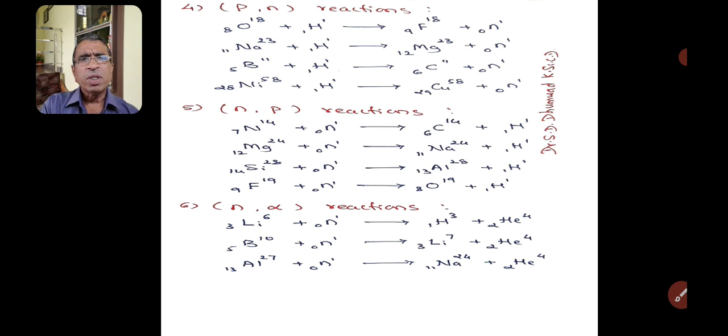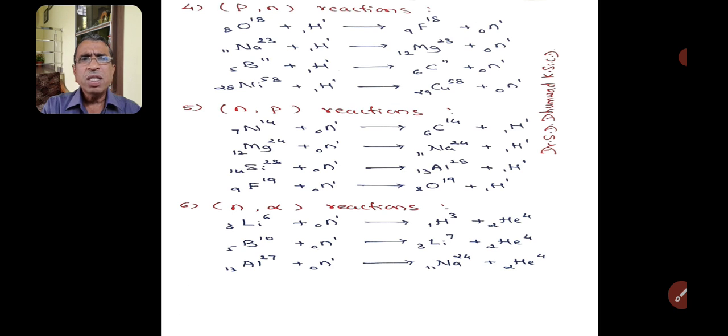Similarly, fluorine 9,19 gives rise to oxygen 8,19. Lastly, we take N-alpha reactions. In case of N-alpha reactions, neutron is a projectile and alpha particles are the ejected particles.